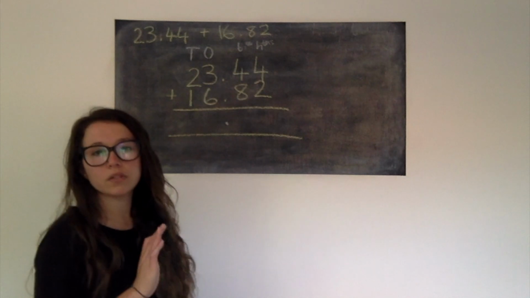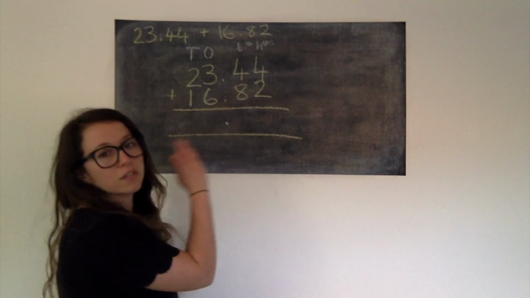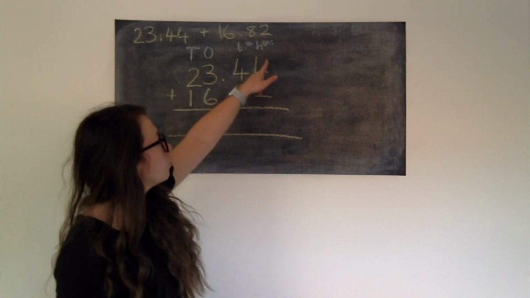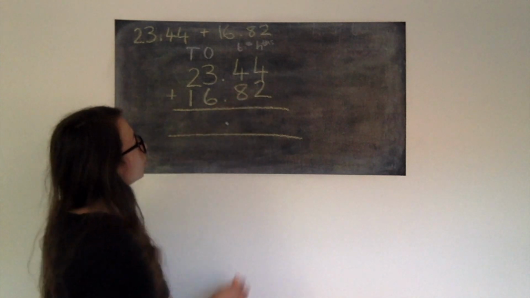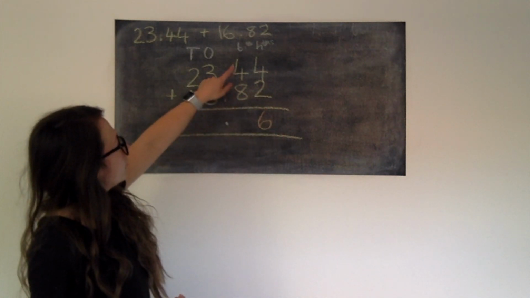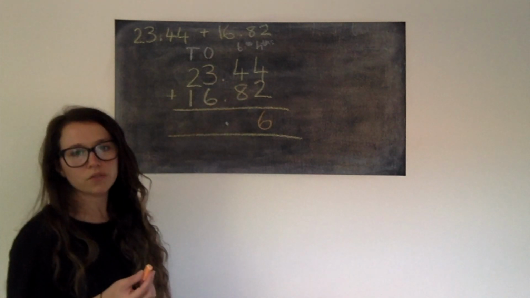That decimal point doesn't move. Okay, now with any other addition, we're going to start with our smallest value in case we have to exchange. So our smallest value here is hundredths. So 4 hundredths add 2 hundredths gives us 6 hundredths. Then to our tenths, 4 tenths add 8 tenths. Well, that gives us 12 tenths.